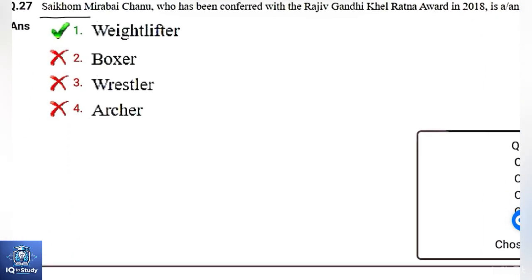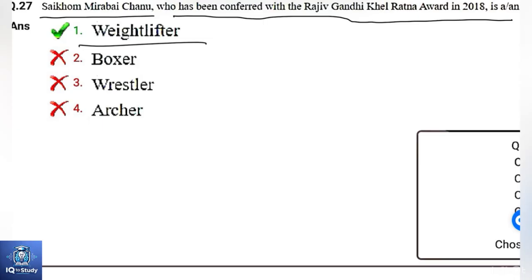Saikhom Mirabai Chanu, who has been conferred with the Rajiv Gandhi Khel Ratna Award 2018, is a weightlifter. She is the winner of the silver medal at the 2020 Tokyo Olympics in the women's 49 kg category.